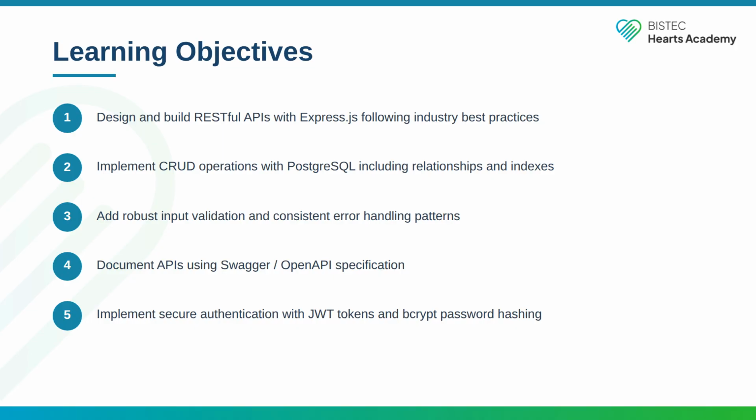Fourth, you'll document your API using Swagger and the OpenAPI specification. And fifth, you'll implement secure authentication with JWT tokens and bcrypt password hashing. These aren't abstract concepts. Every one of these you'll actually code today.